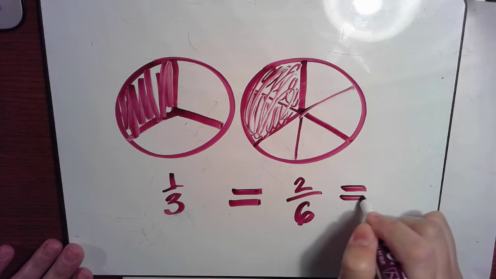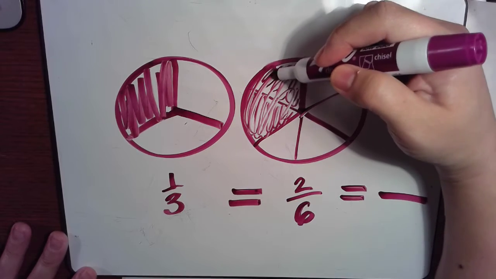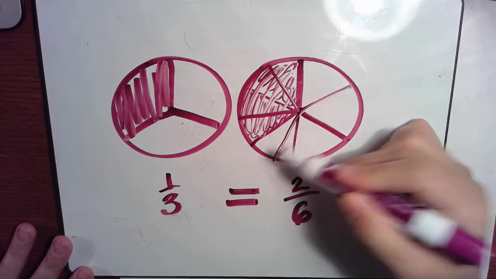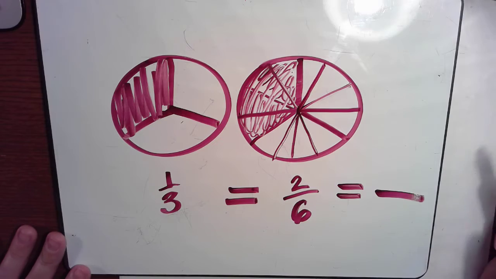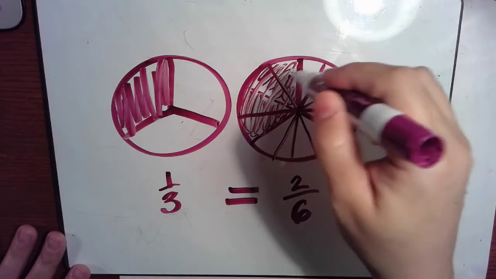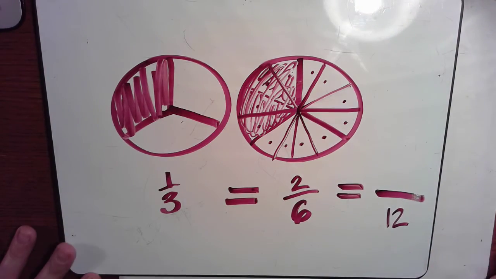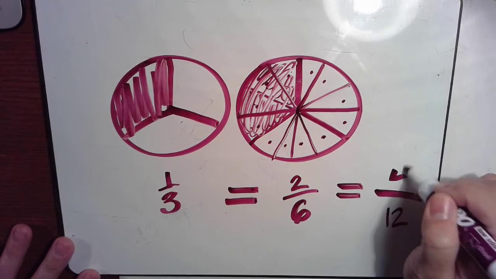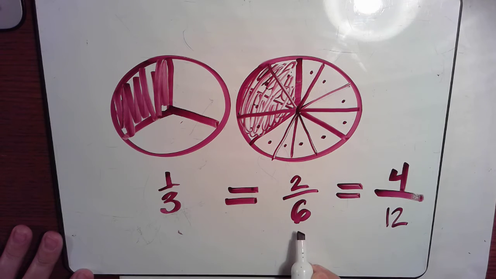And if we want to extend the learning one step further, what would happen, kids, if I split my sixths in half? Now how many parts total do I have? Well, now I have 12ths. 1, 2, 3, 4, 5, 6, 7, 8, 9, 10, 11, 12. And now I have 4 12ths shaded. So 1/3 is equivalent to 2 sixths, which is equivalent to 4 12ths. Whoa!